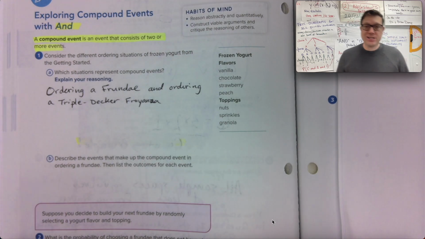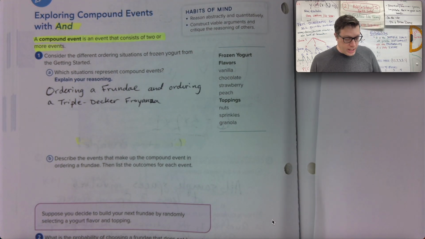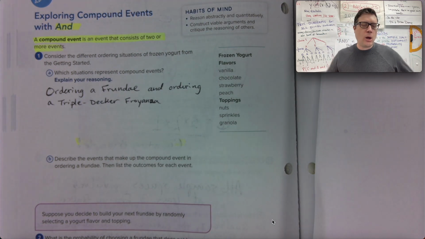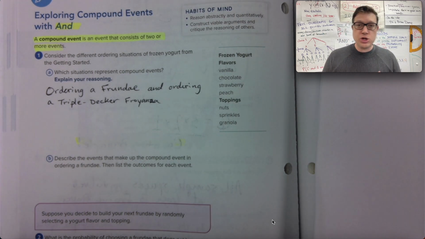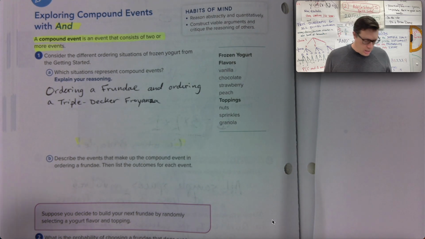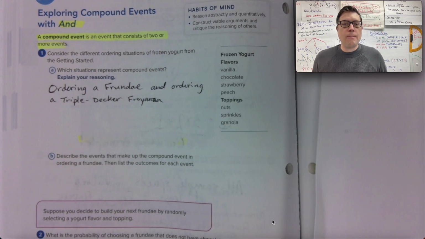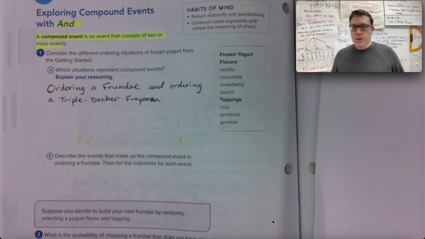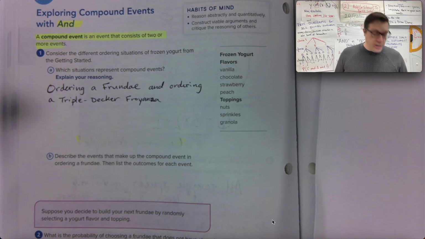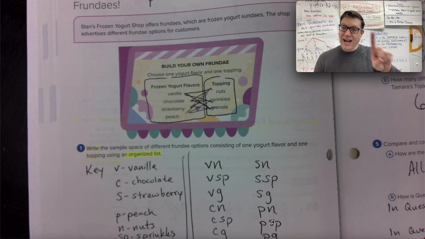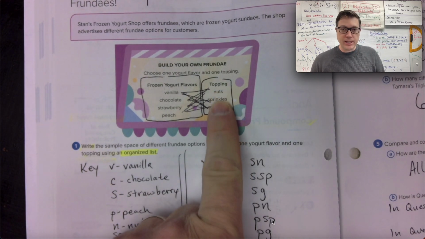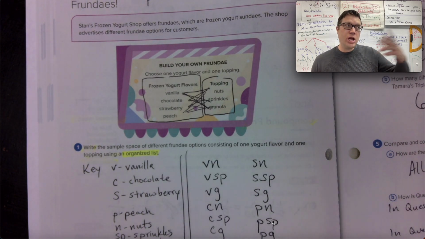So we have the perfect setup for this problem when we look at what's going on in the Frunde or the triple-decker Froyanza situations. They are both representing compound events because you're ordering more than one type of frozen yogurt flavor and more than one type of topping to go with it. Specifically, in the Frunde, you had a choice between vanilla, chocolate, and strawberry, so that's an event. And then toppings of nuts, sprinkles, and granola, that's another event.